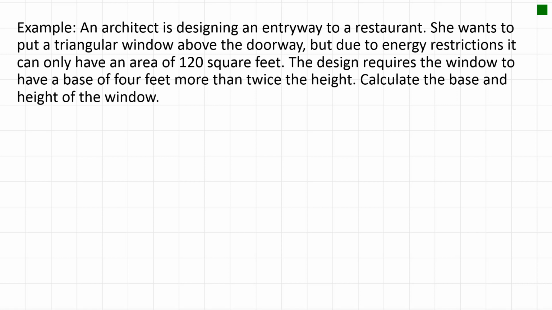An architect is designing an entryway to a restaurant. She wants to put a triangular window above the doorway. That's going to be important, I think, because I see a shape in there. But due to energy restrictions, it can only have an area of 120 square feet. I'm going to underline that as well. Area of 120 square feet is going to be important.